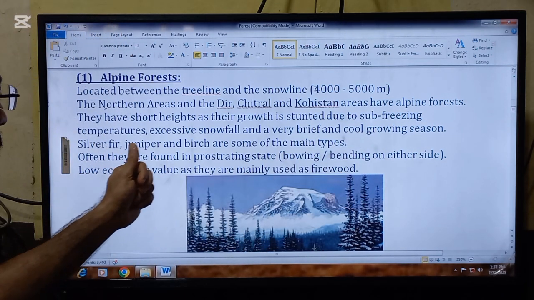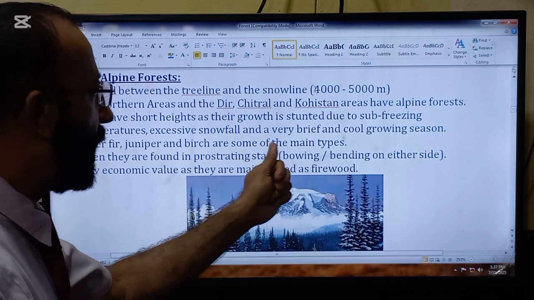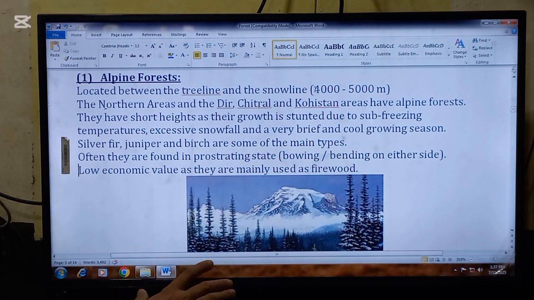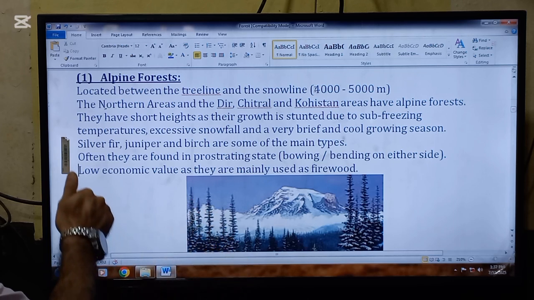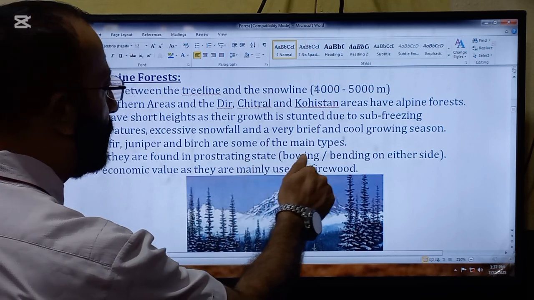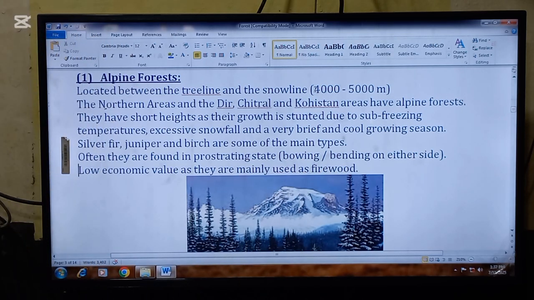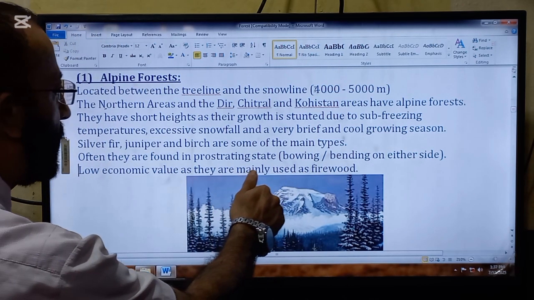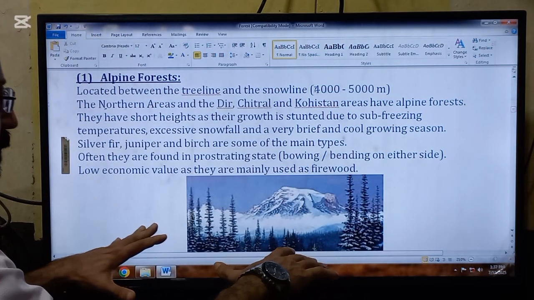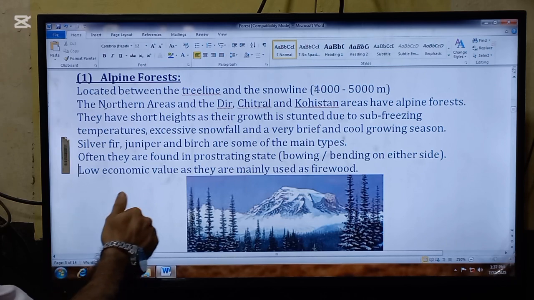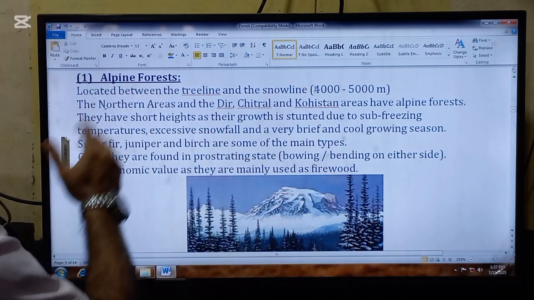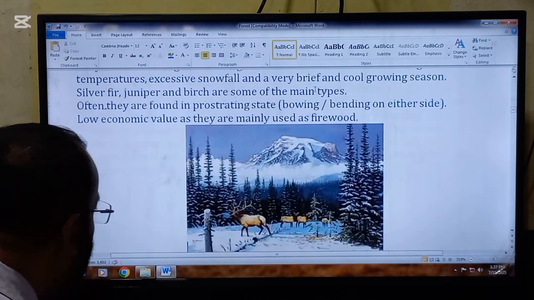Sub-freezing temperature, excessive snowfall, and a very brief and cool growing season. The types of trees available in these forests are silver fir, juniper, and birch, which are some of the main types. Often they are found in a prostrate state, bowing and bending on either side because of the heavy snow falling. They have low economic value as they are mainly used as firewood. So this is the use of the trees available in these forests.